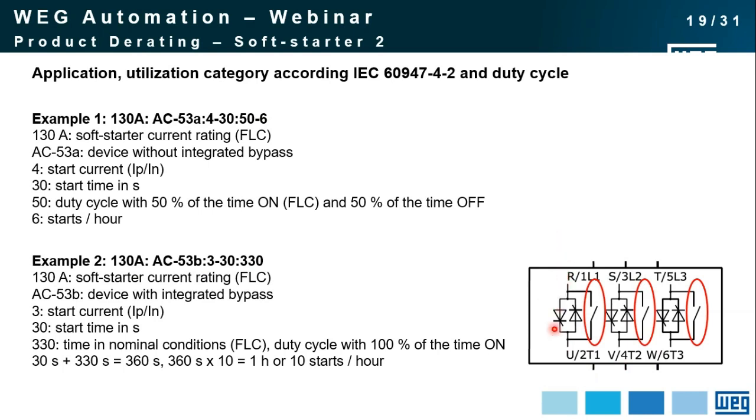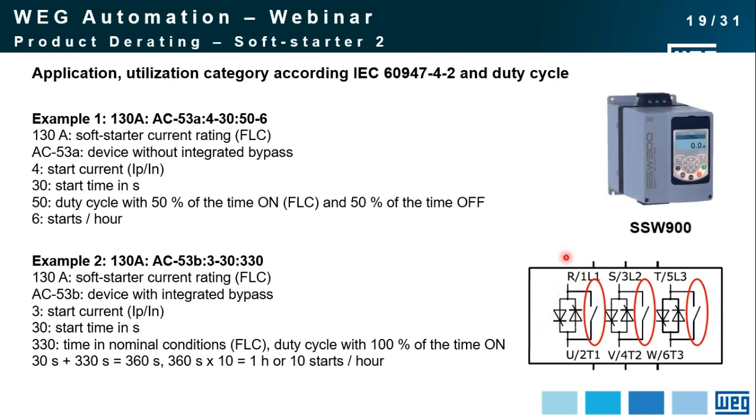So during the start, all the current goes through the semiconductor switching devices, but then after the start, this switch here is on, so all the current is carried here. That means that by doing so, the lifespan of these semiconductor switching devices is extended because you are not using them all the time. And just so you know, all models of SoftStarter 900 have bypass on it.